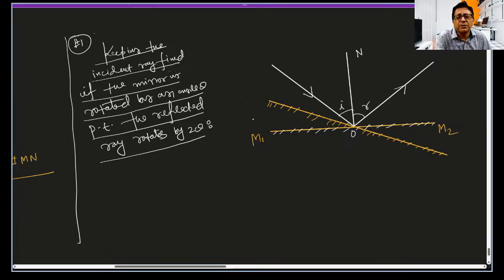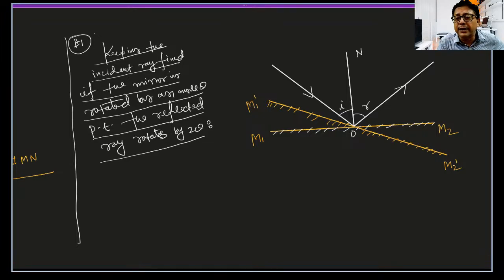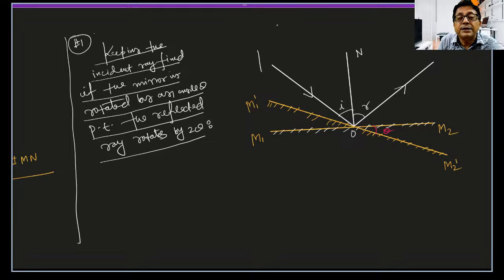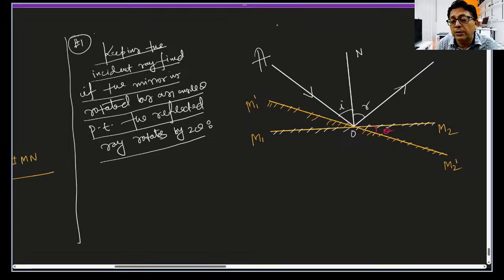This is the mirror's new position, M1 dashed, M2 dashed. Your problem is to prove that if we have rotated the mirror, if this angle is equal to theta, then obviously, if we have taken the incident ray as AO, then the normal is rotated.